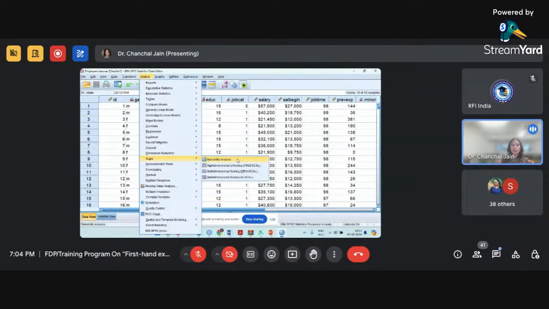Next day, I talked about the independent samples t-test and the paired samples t-test. There we have seen what are independent groups and what are dependent groups. We have seen the variable requirements, and we have seen assumptions for both the tests, checking of those assumptions, and how to perform them using SPSS. This was day 4.